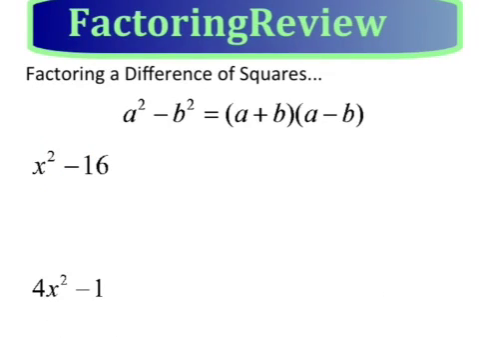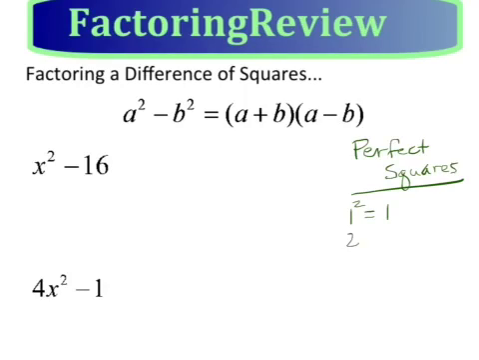We also want to take a look at a couple of special forms that we're going to see. For example, difference of squares. Here we're going to look for perfect squares. Perfect squares are numbers that have nice square roots. And we can make a list. We can say 1 squared.